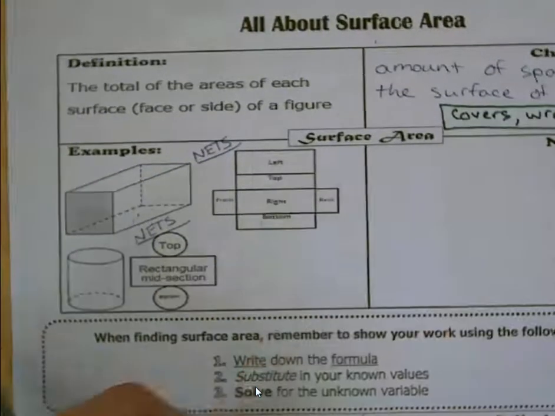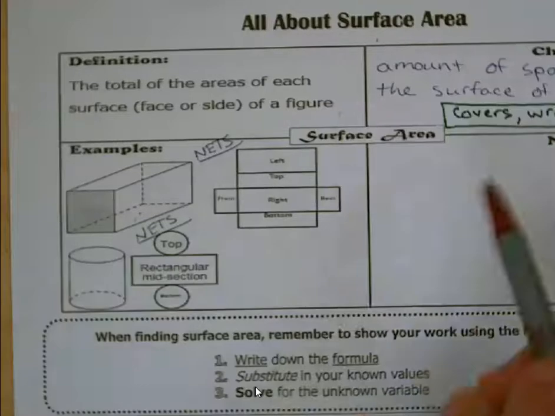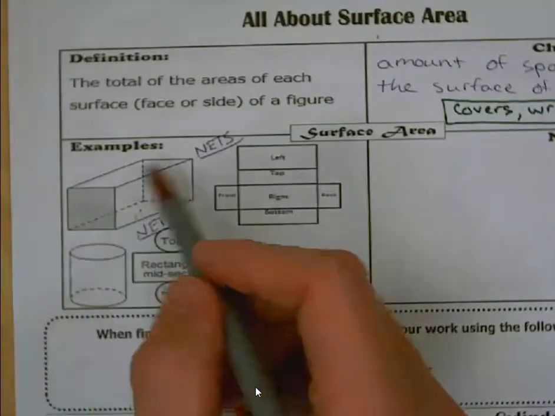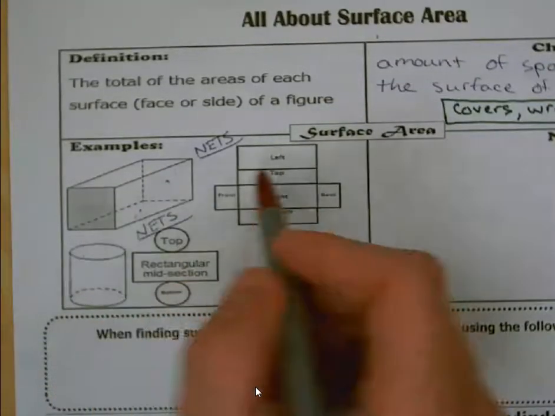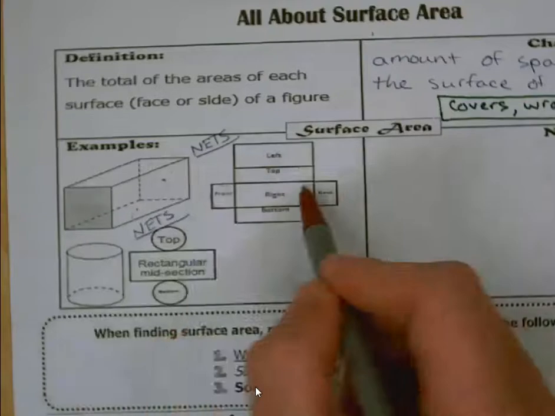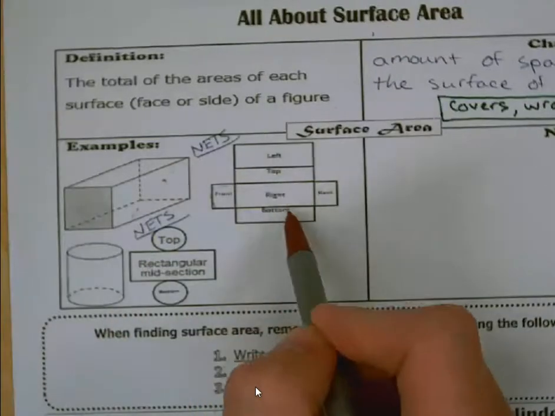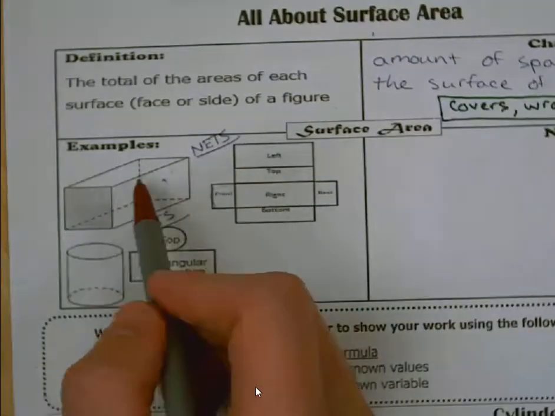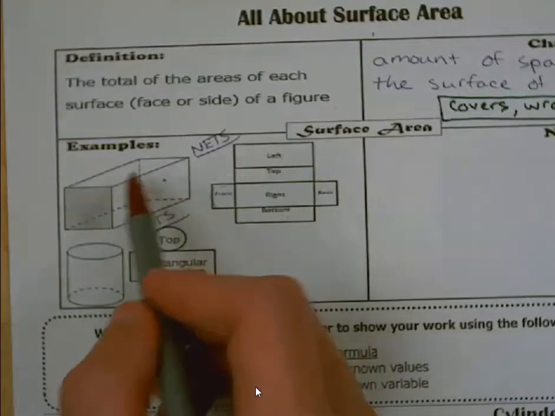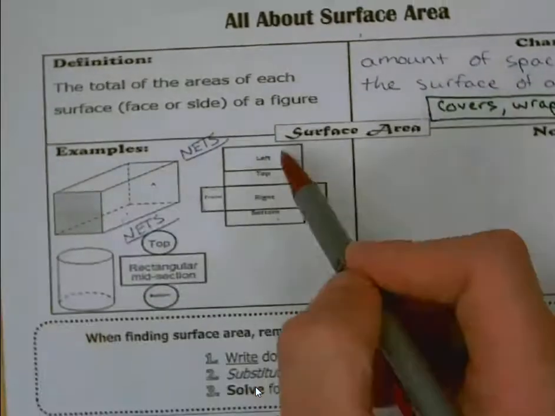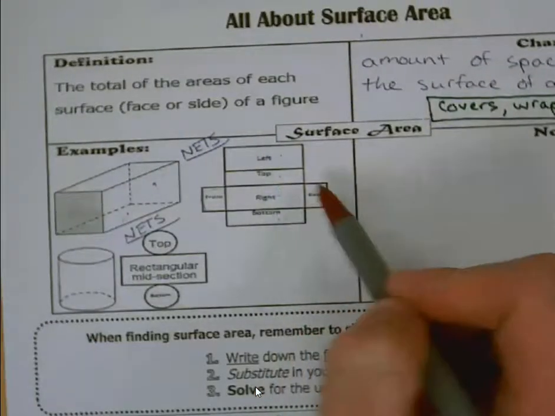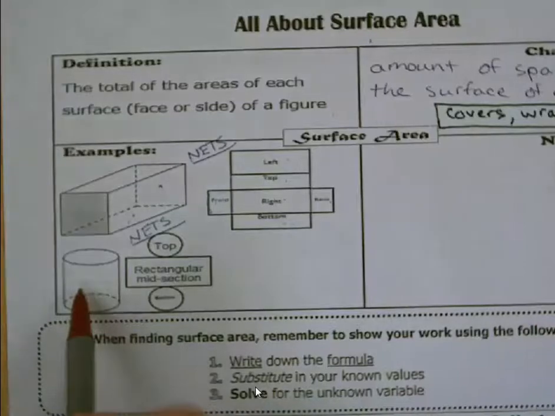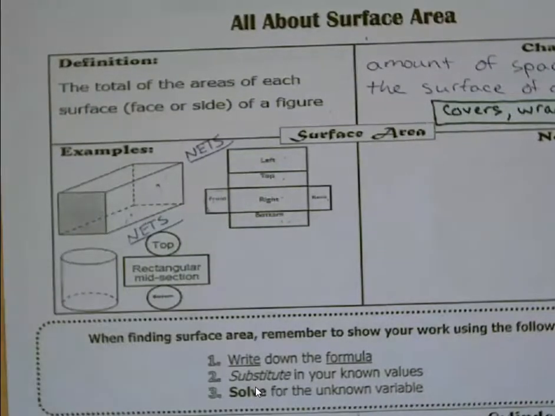A net of a three-dimensional figure is what that figure would look like if we cut out all the sides and smushed them together. So for example, with this rectangular prism, we've got the front and the back of the shape, which are these two squares here. We've got the top and the bottom, which are also in our net. And finally, we've got our left and our right. So our rectangular prism has 6 sides, and we've got 6 sides in our net. So they match up.